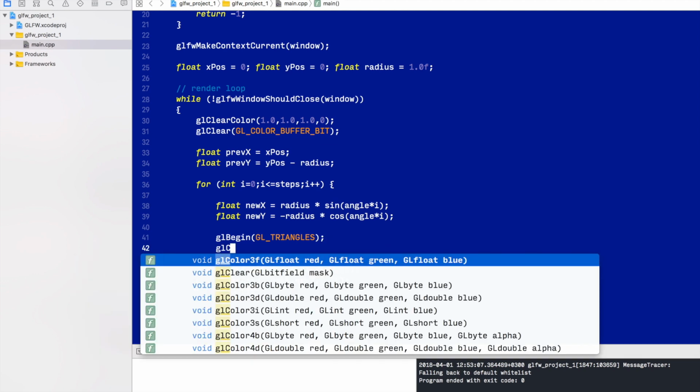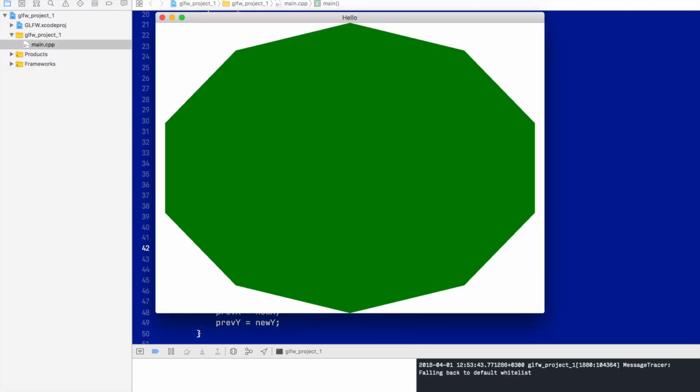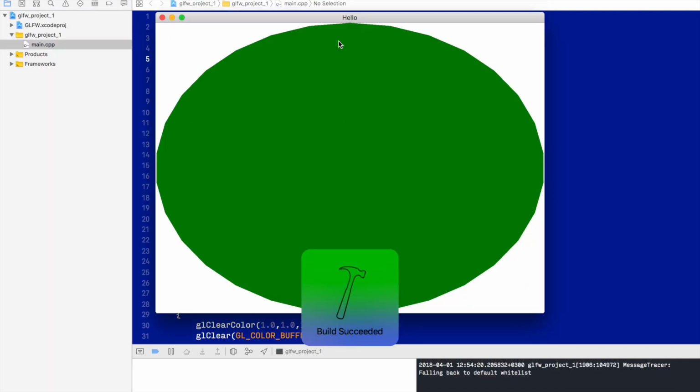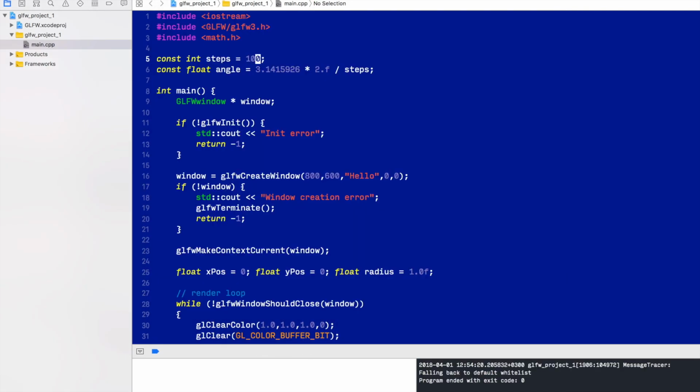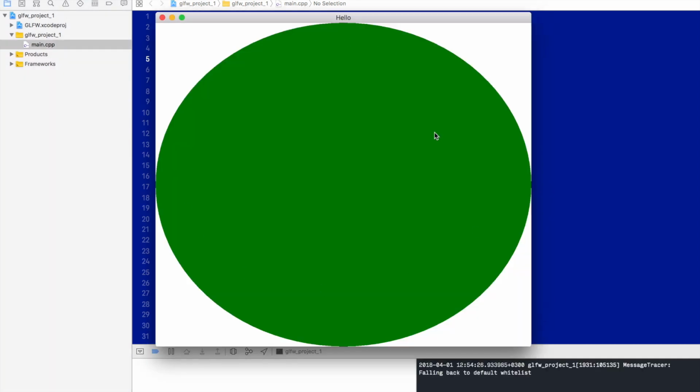One final touch. Let's select a different color for the circle because we already filled the background white. As you can see, this shape is nearly not a circle. But let's see what happens if we increase the number of steps. Well, with 100 triangles it looks almost perfect.